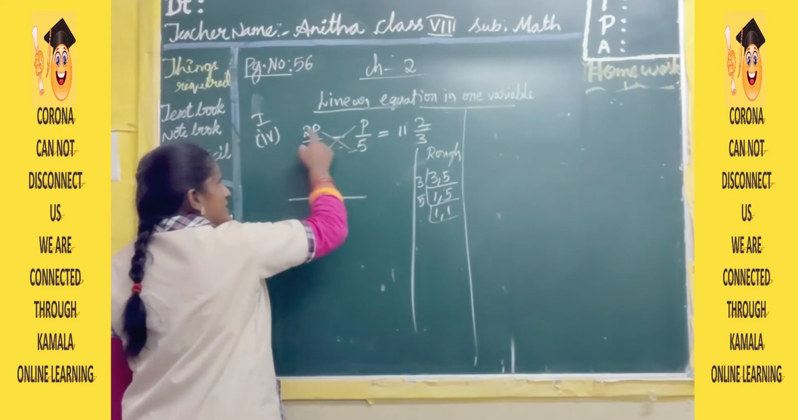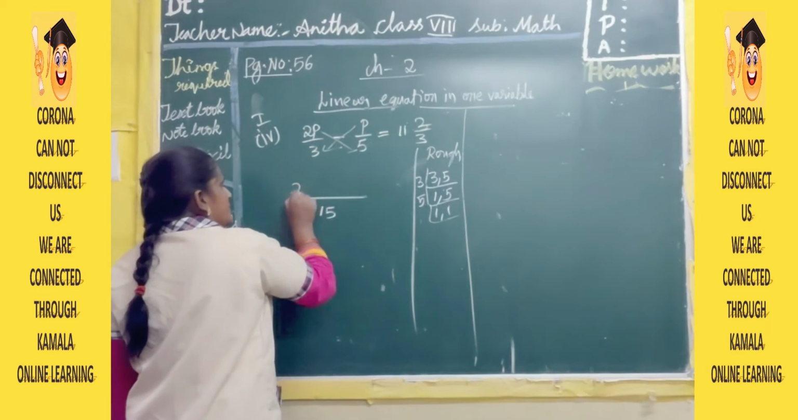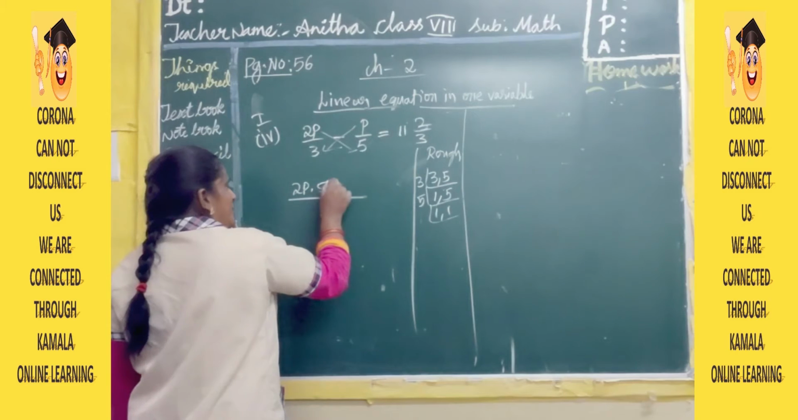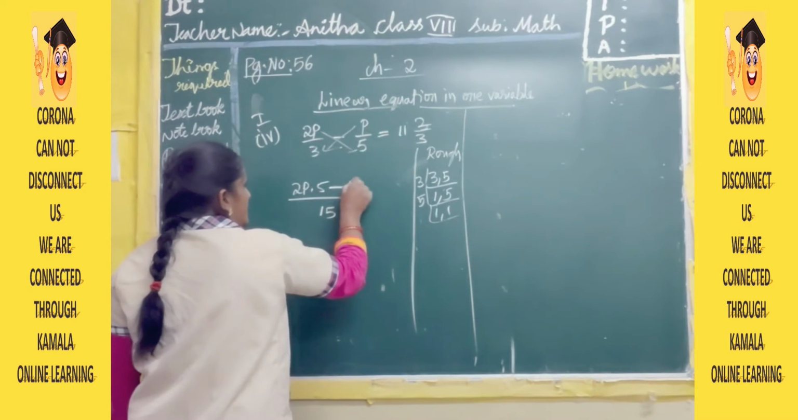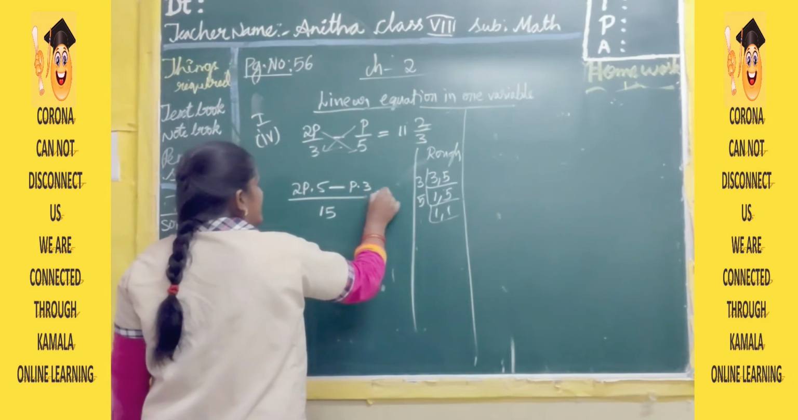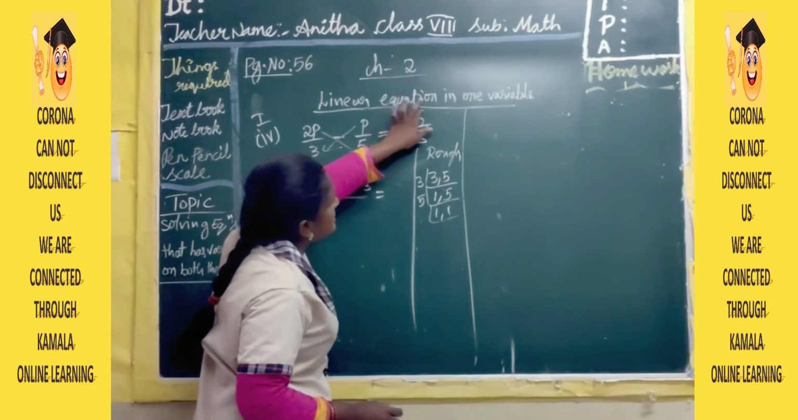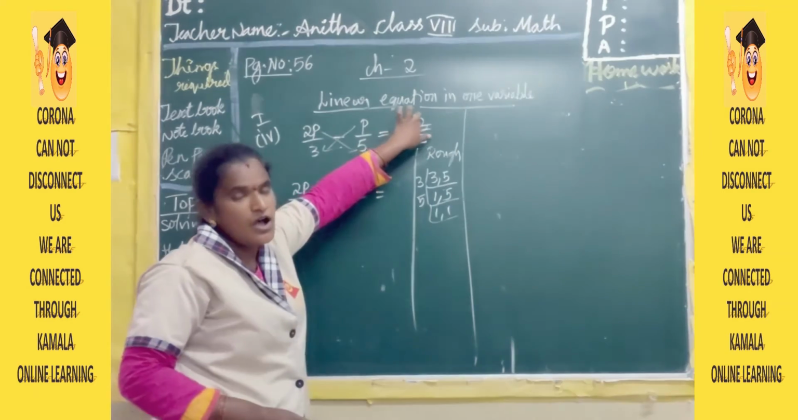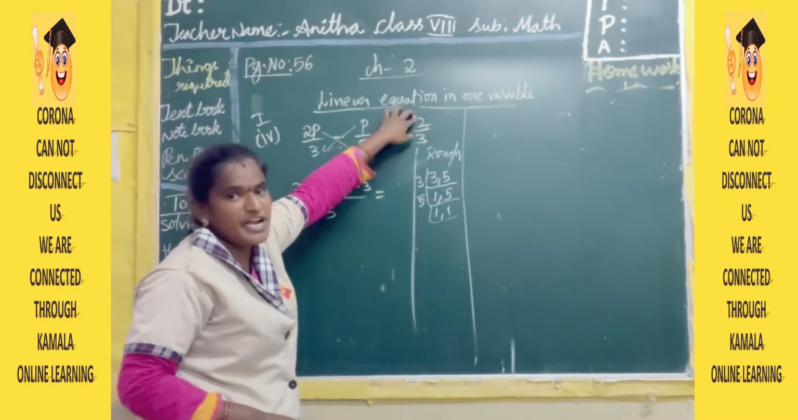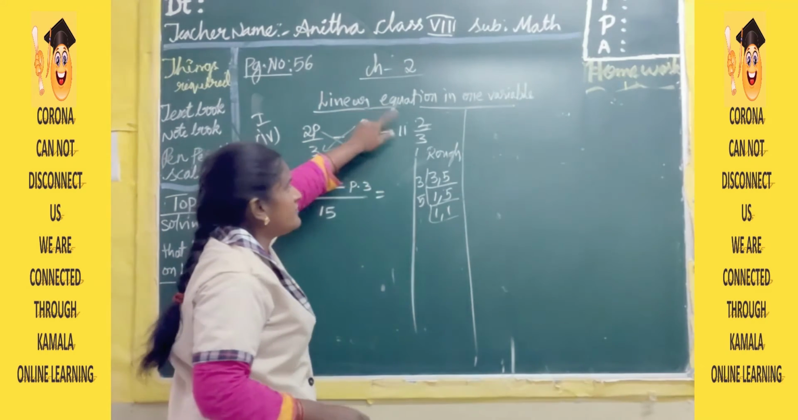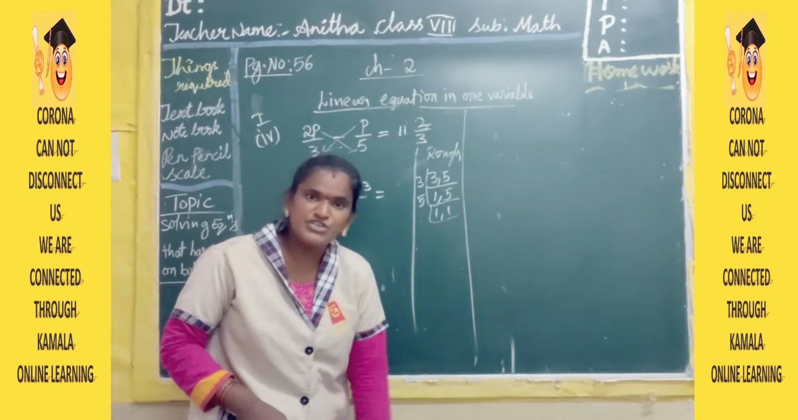3 5s are 15. This 2p into 5, 2p into 5 minus p into 3, p into 3. It should be equal. This mixed fraction is given, children. How to convert the mixed fraction into a proper fraction, you know.